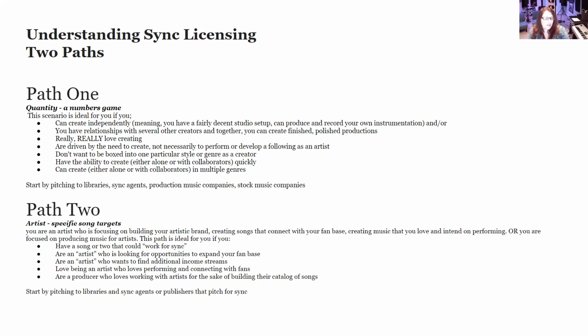Now, I forgot to mention on path one, you can start out by pitching to libraries, sync agents, production music companies, and stock music companies. Path two is the same thing: start by pitching to libraries and sync agents, or there are music publishers that will pitch for sync opportunities.